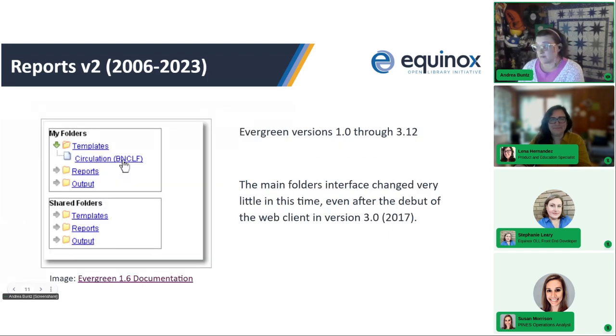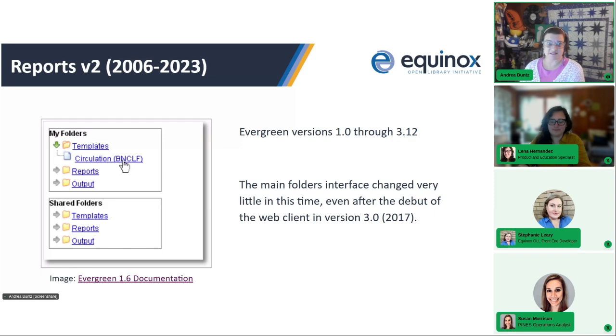So this is what the main folder interface looked like in there. If you have used reports at any time since 2006 up to the modern era, this looks very, very familiar to you. This had not changed in that time. This image is actually from the Evergreen 1.6 documentation, which is why it's a little bit fuzzy. But this was the version of reporter that lived in Evergreen version 1 through 3.12.